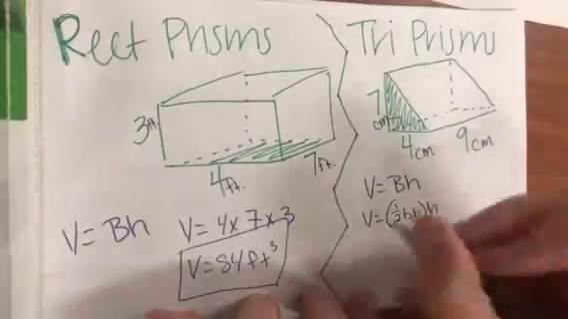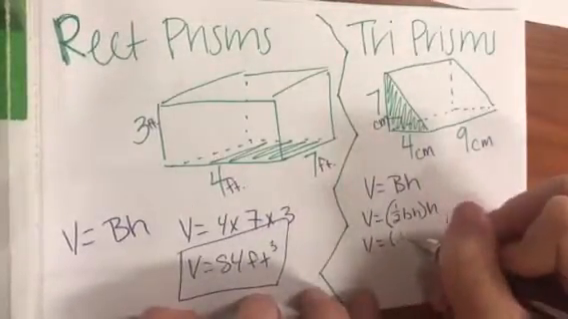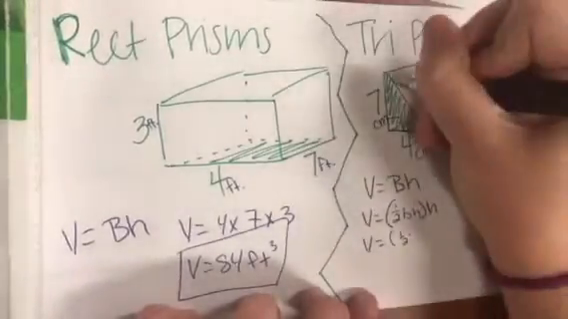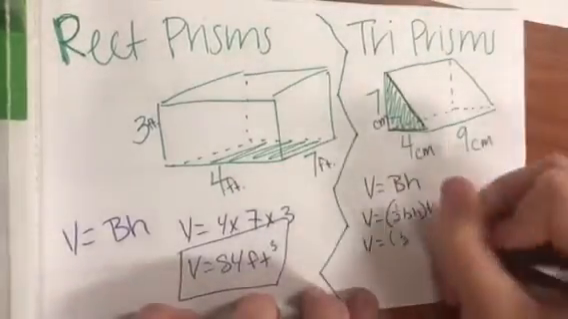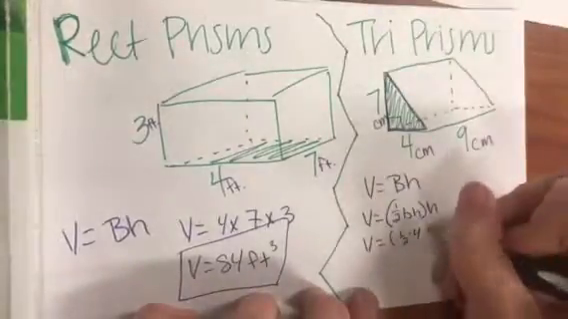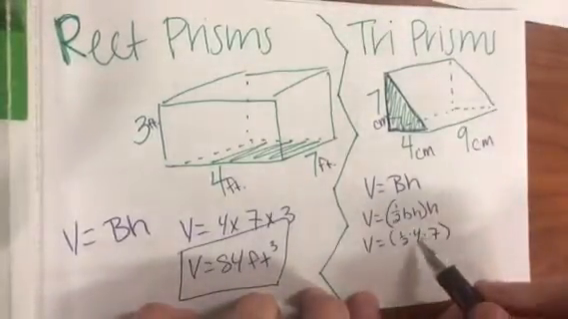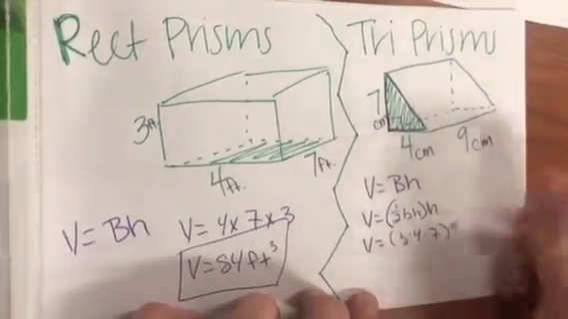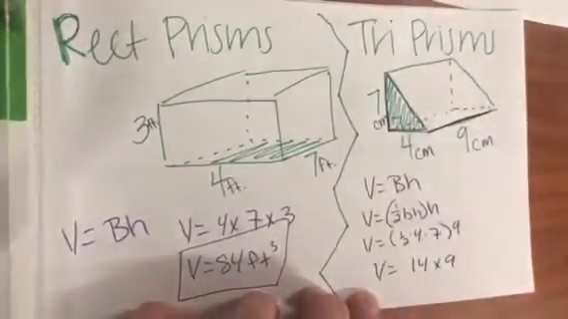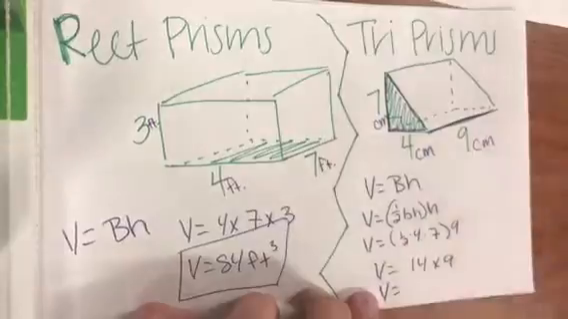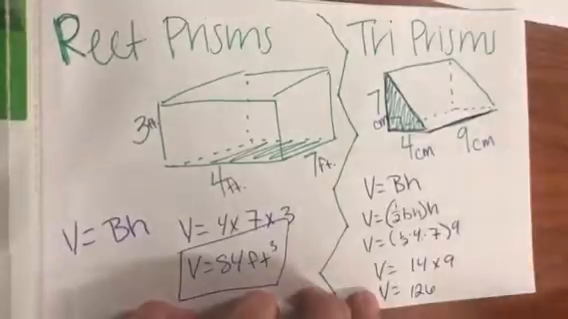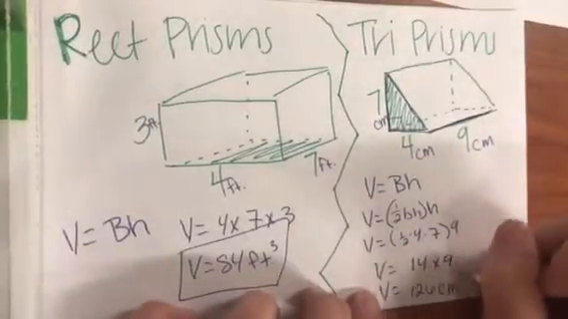So what is the base of my triangle? The base is 4. I see the bottom as 4. And then the height of the triangle is 7. So the base and the height are right there. 1/2 times 4 is 2. 2 times 7 is 14. So we've got volume equals 14 times 9, which is the height of the prism. What is 14 times 9? 126. Centimeters cubed.